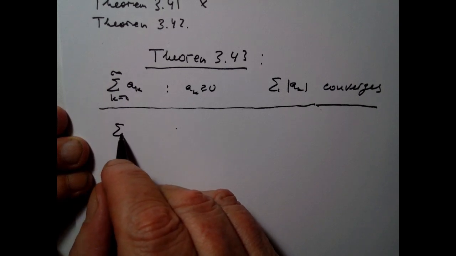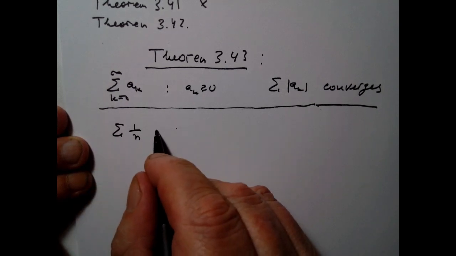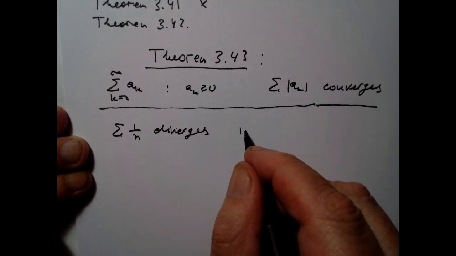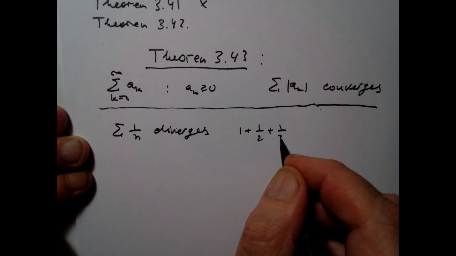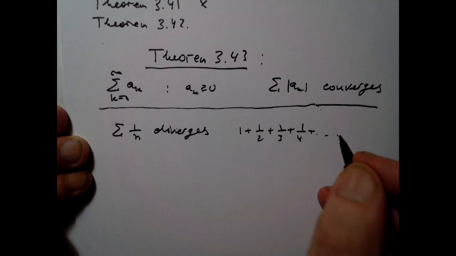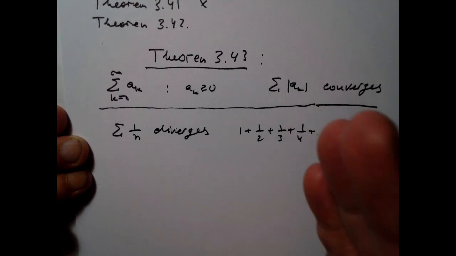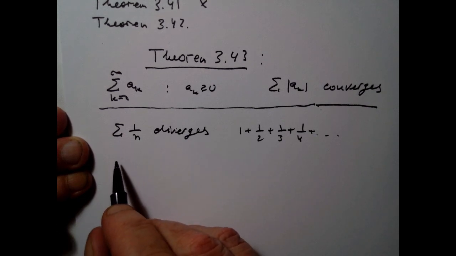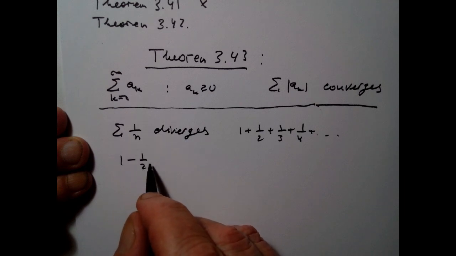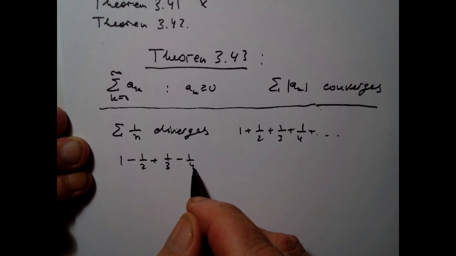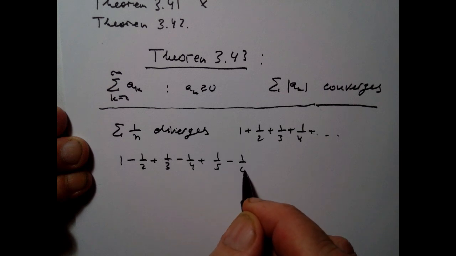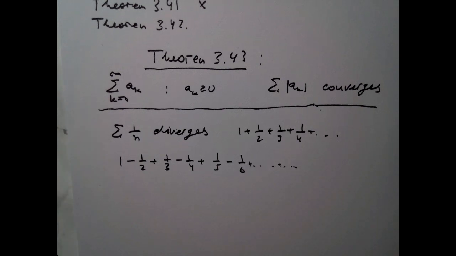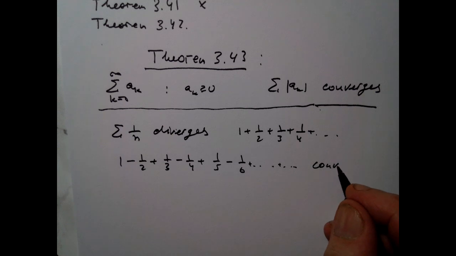So remember that the series 1 over n diverges. So this is a series of the form 1 plus 1/2 plus 1/3 plus 1/4 plus etc. This series diverges. However, what I will conclude as a result of this particular part of the text is that if I look at the series 1 minus 1/2 plus 1/3 minus 1/4 plus 1/5 minus 1/6, etc., then this series will turn out to converge.